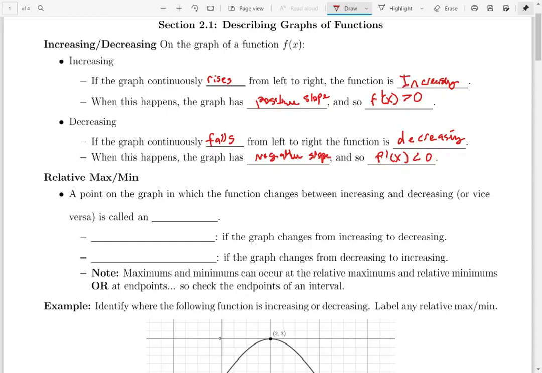Now, when looking at a graph, we're going to say that a point on the graph at which the function changes between increasing to decreasing, or vice versa, is called an extrema. Specifically, if the graph changes from increasing to decreasing, we're going to call that a relative maximum. And if the graph changes from decreasing to increasing, we're going to call that a relative minimum.